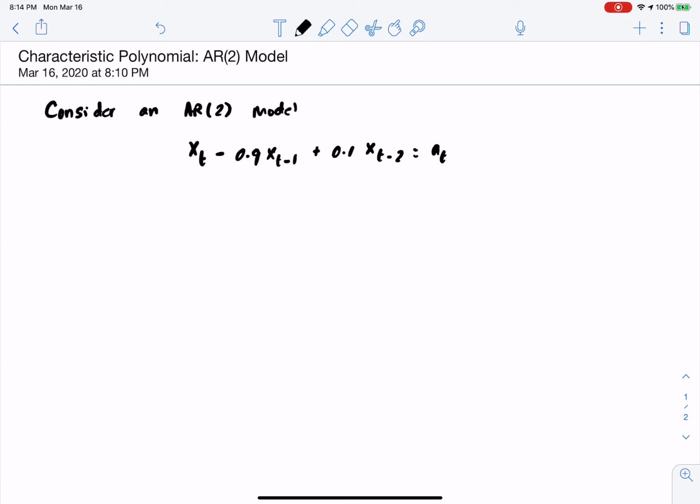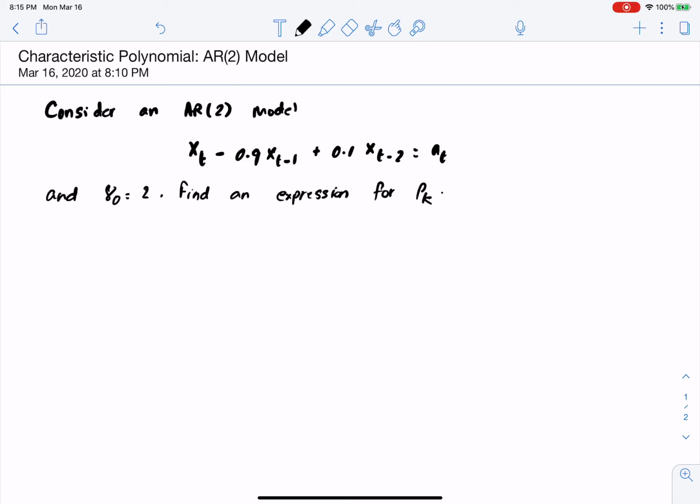Okay, so consider an AR(2) model: x_t − 0.9 x_{t−1} + 0.1 x_{t−2} = a_t. Let's just say gamma naught is 2. And what we want to do here is find an expression for rho k. How do we go about doing this?